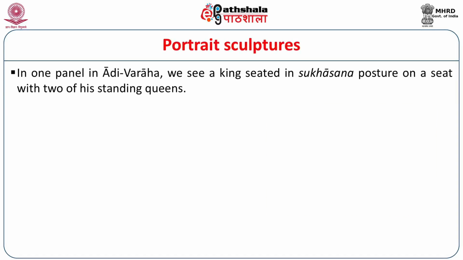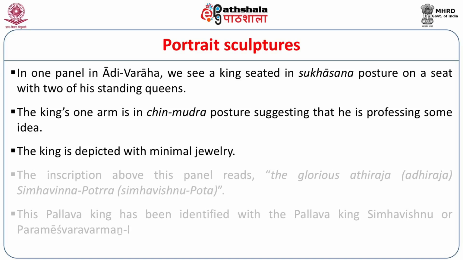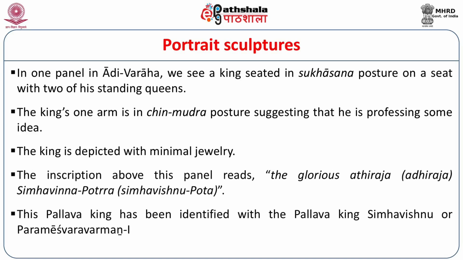In one panel, in the Adivaraha Mandapa, we see a king seated in Sukhasana posture on a seat with 2 of his standing queens. The king's one arm is in Chin Mudra posture, suggesting that he is professing some idea or conveying certain ideas. The king is depicted with minimal jewelry. The inscription above this panel reads, "The glorious Adiraja, Simha Vinna Potra."